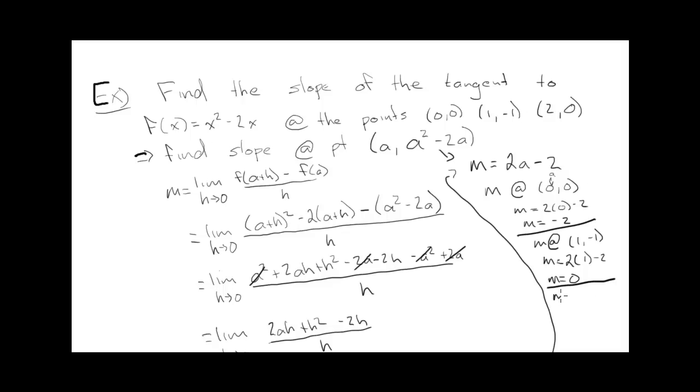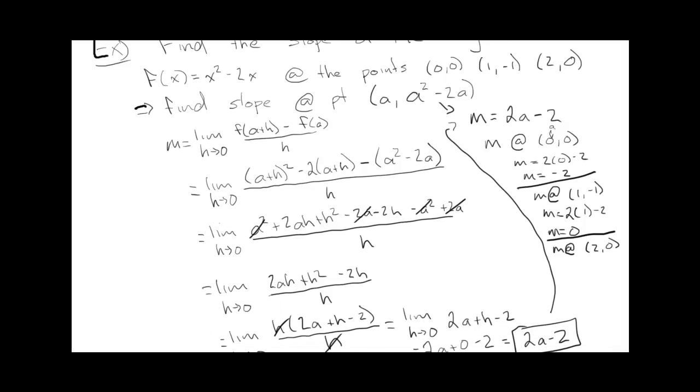And then m at 2, 0 would be m equals 2 times, the next point was, oh sorry, right there, 2. So 2 times 2 minus 2. So m would equal 2. So that's the slope at all three of those points.